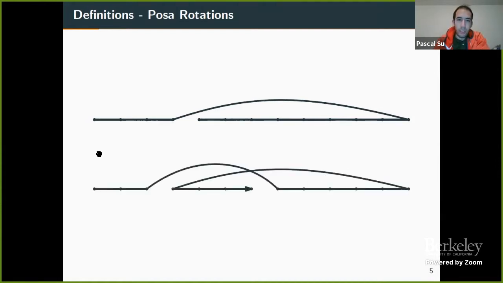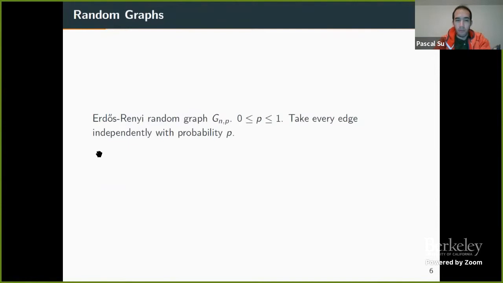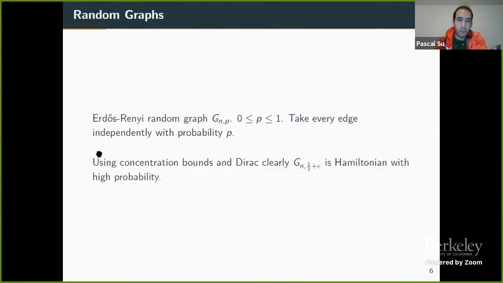Okay, so let me talk more about random graphs. We have the Erdős-Rényi random graph model, which you might be familiar with. This is a graph on n vertices where every edge is present with probability p independently. If we look at Dirac's theorem, we immediately see that if we have G(n, p) with p a little bit more than 1/2, simply by concentration bounds, this graph must be Hamiltonian because every vertex has degree at least n/2. So then the question is naturally, is this the best we can do?